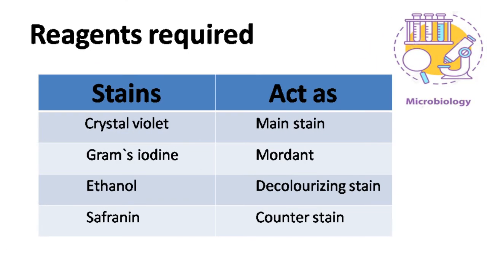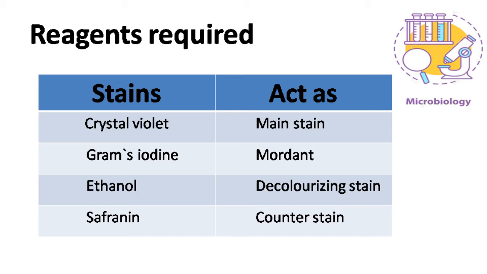Now, what are the reagents required for performing gram staining? First, crystal violet. Crystal violet acts as the main stain. Second, gram's iodine, which acts as a mordant to fix the main stain. Next is ethanol or alcohol, which acts as a decolorizing agent. And last is the safranin, which acts as a counter stain.